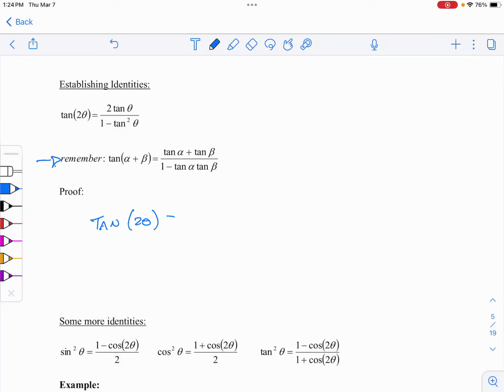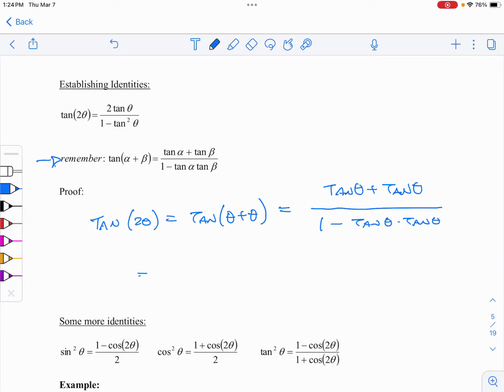Tan 2 theta actually equals tan of theta plus theta, right? Because that's what 2 theta is, in order to use the sum difference formula. So when I use the equation right here, I get tan theta plus tan theta over 1 minus tan theta times tan theta. Simplify that down, I get 2 tan theta all over 1 minus tan squared theta. Oh, and look.